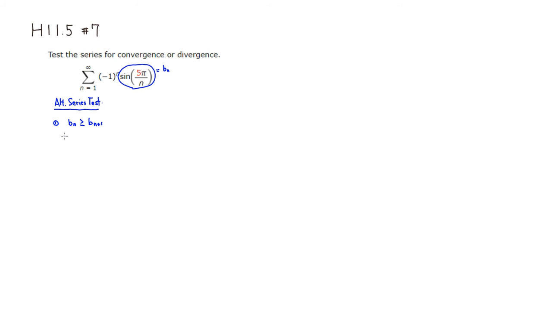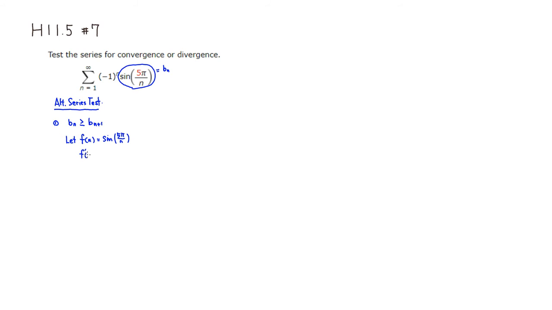I'm going to let the function f of n be the same formula as Bn, sine of 5 pi over n. We want to show that this is decreasing, so I'm going to take the derivative and show that the derivative is non-positive. Alright, so let's take the derivative.